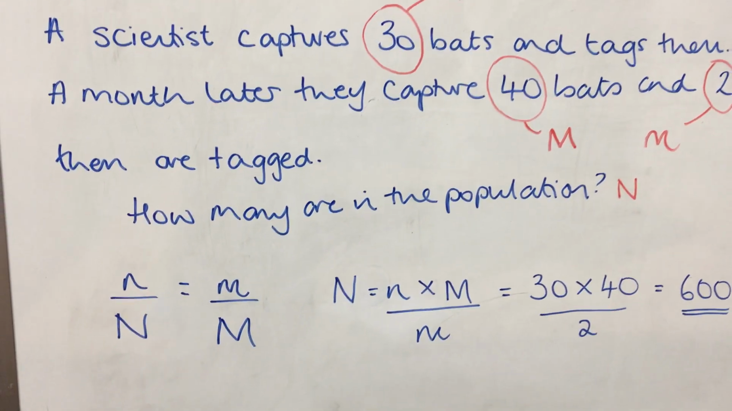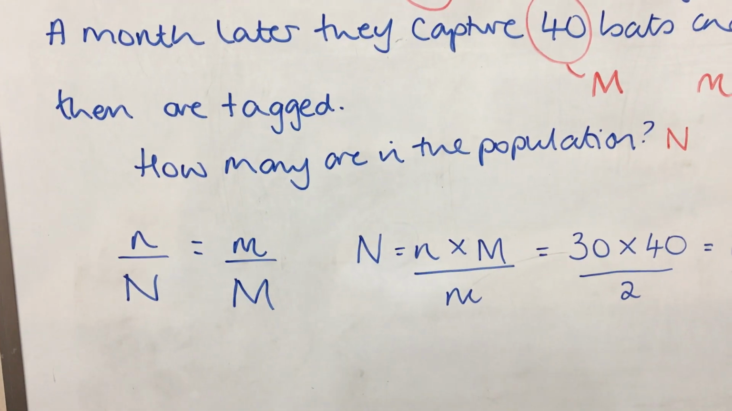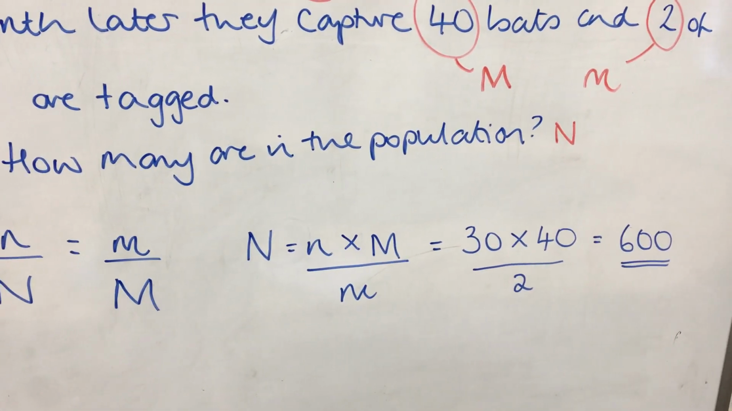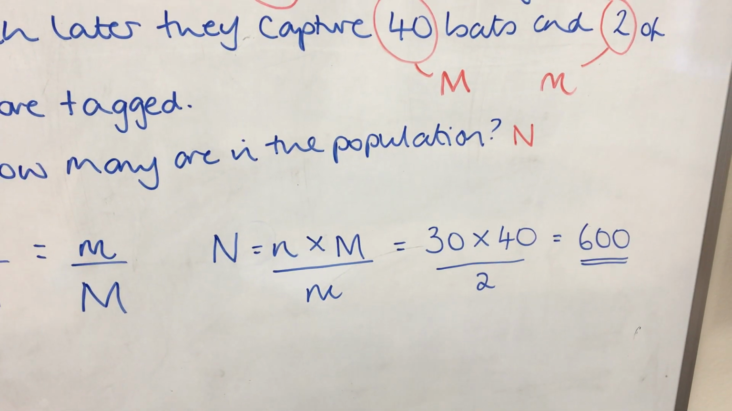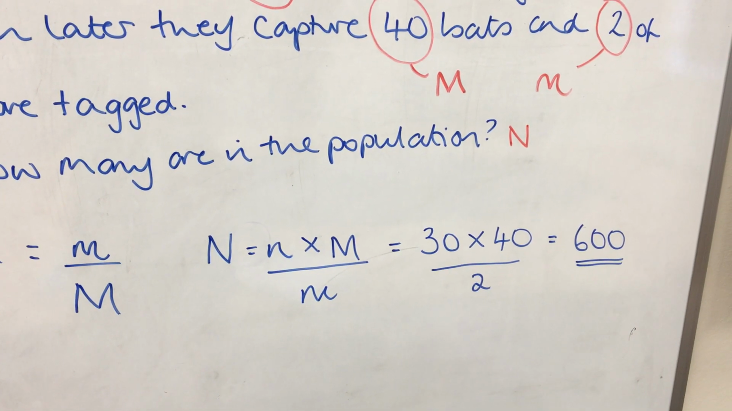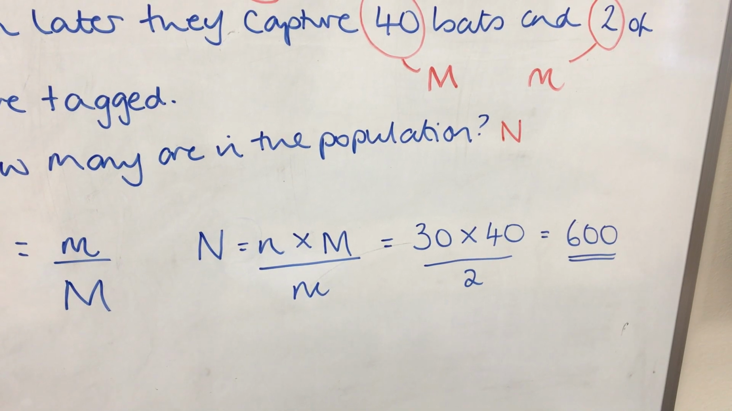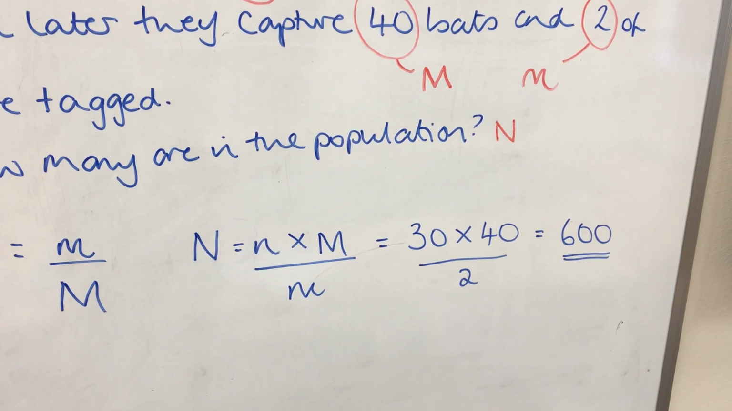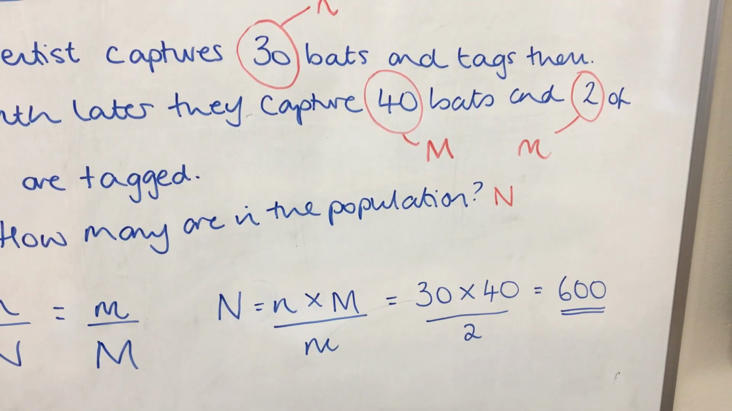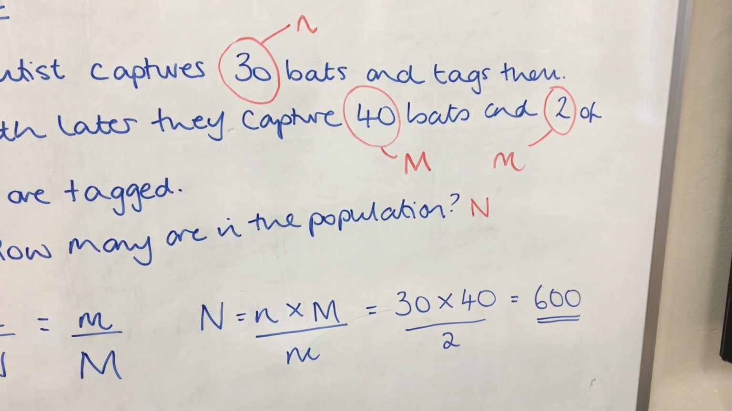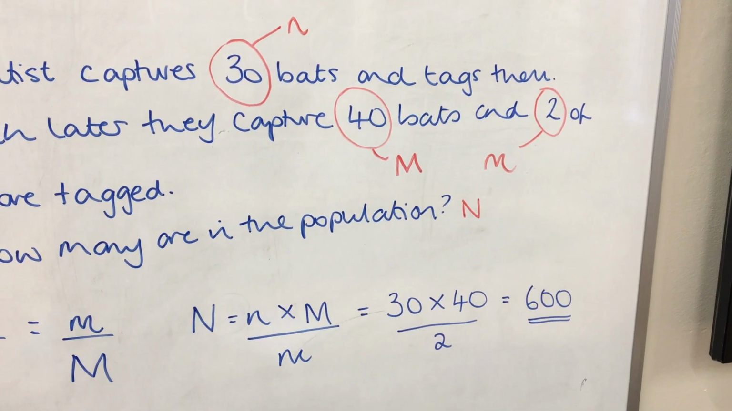So here are our equations, reformatted: the size of the population is equal to the size of your first sample times the size of your second sample divided by the number tagged in your second sample, which in this case is 30 times 40 divided by 2, which gives 600.